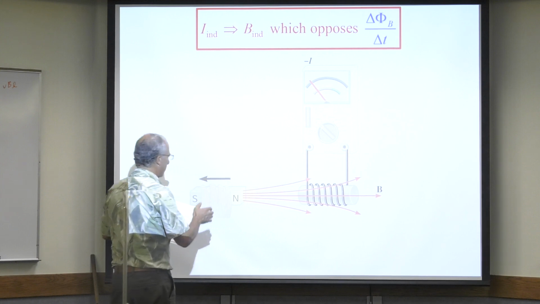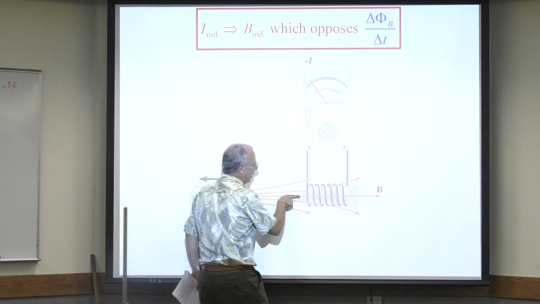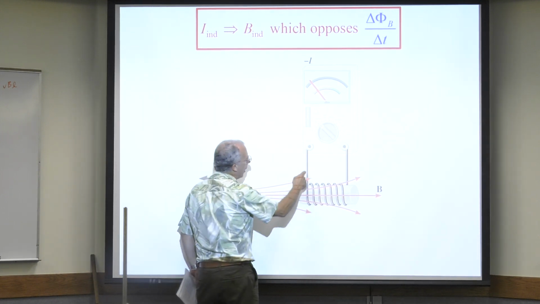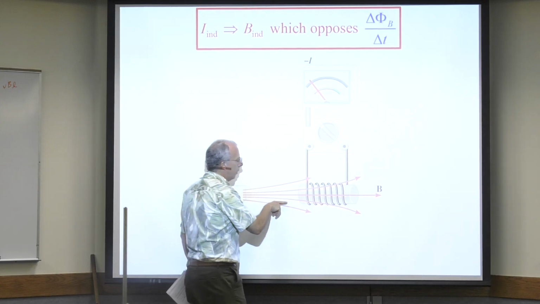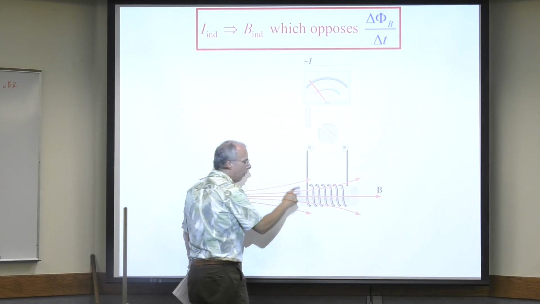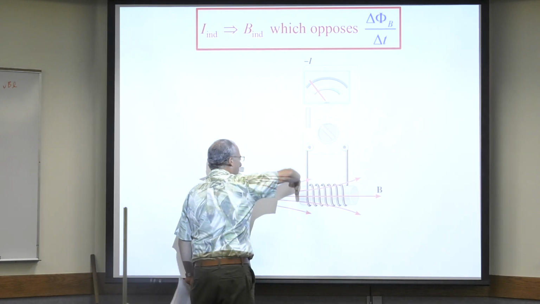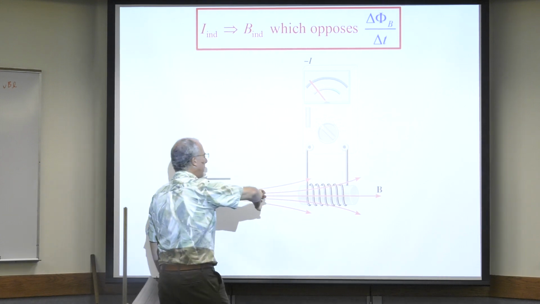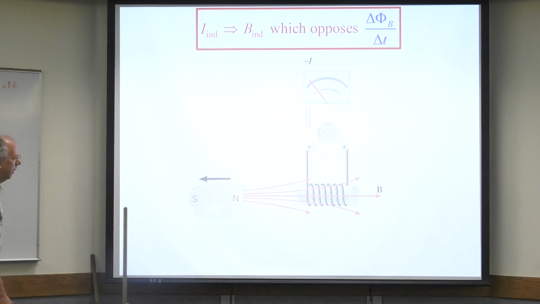So if I want the magnetic field to go this way through the coil, how am I going to grab this wire? Well, think about it. Just grab this wire, right-hand rule. And what's going to be the direction?